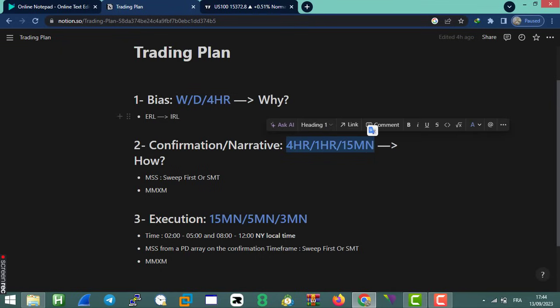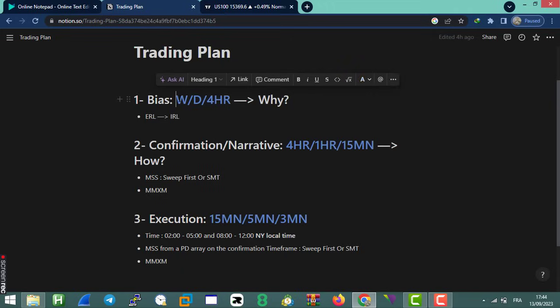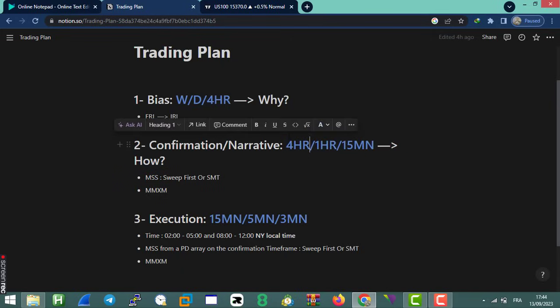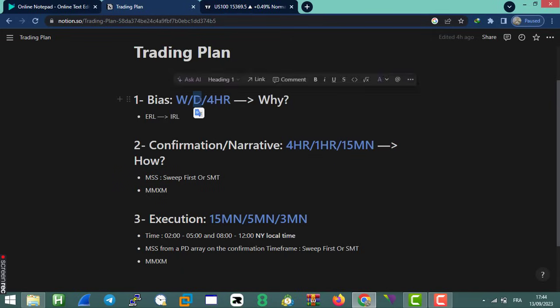Now, if we determine the bias from the weekly time frame, it is better to confirm our bias on the 4-hour chart. If we determine the bias on the daily, it's better to use the 1-hour chart. If we determine the bias on the 4-hour, then it's better to use the 15-minute chart. Notice that I am saying it's better. So this is not a static rule, but it is best practice, right? Follow these time frame alignments: from the weekly to the 4-hour, the daily to the 1-hour, and the 4-hour to the 15-minute, right?